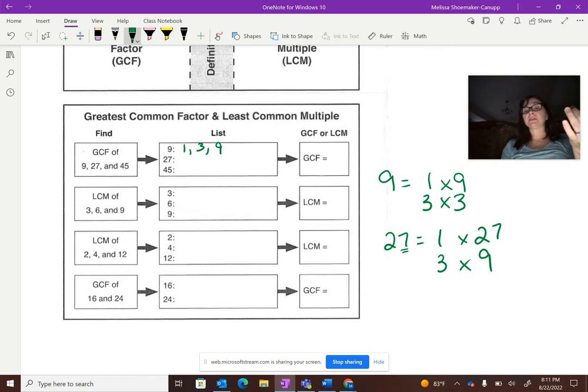Nope, 8, nope, and then I'm back at 9. So I've hit one of the factors, so I know I'm done. So I'm going to list those: 1, 3, 9, 27. Remember, we're looking for the largest number.